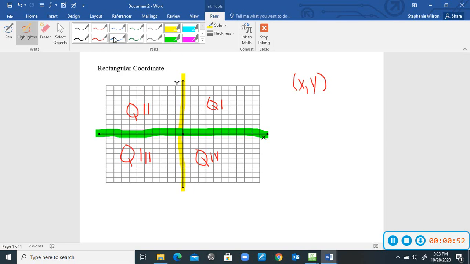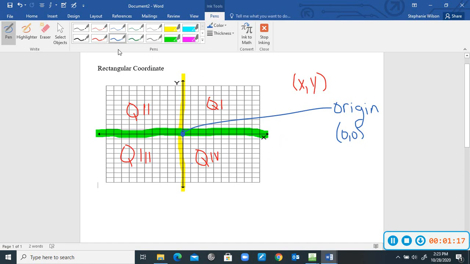Whenever we start on the graph reading it, we always start right here. This is called my origin. This is where x is 0 and y is 0. This is my starting point. Okay?